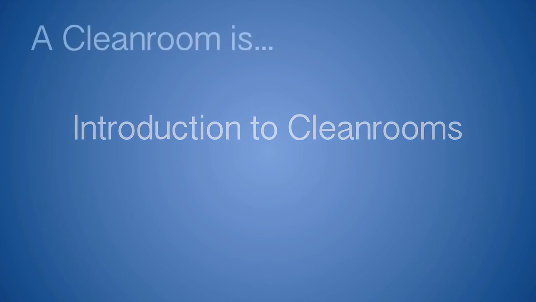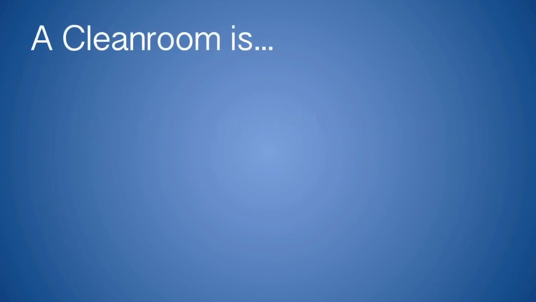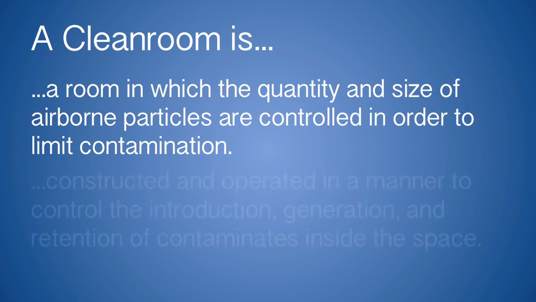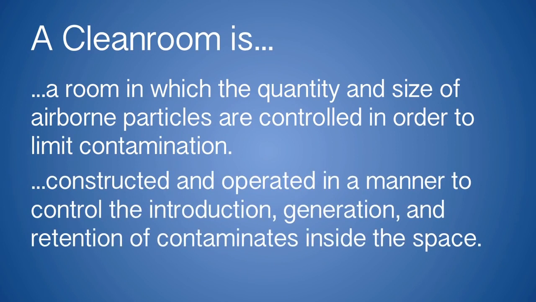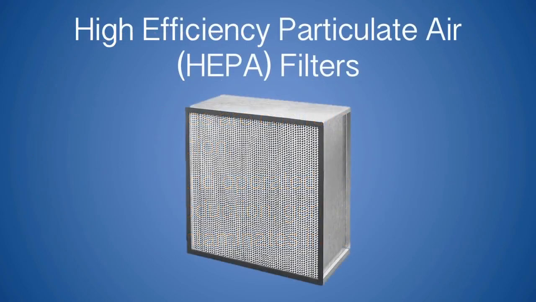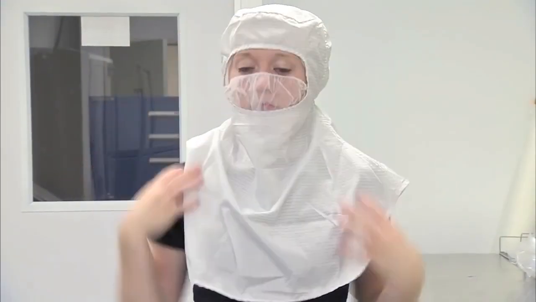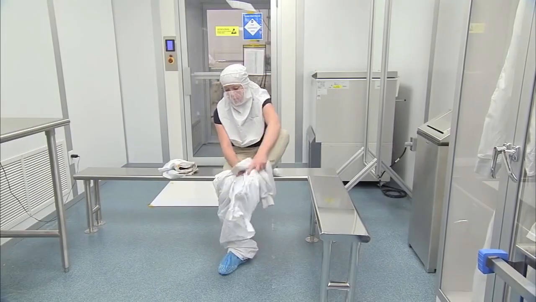Introduction to cleanrooms. What is a cleanroom? A cleanroom is a room in which the quantity and size of airborne particles are controlled in order to limit contamination. A cleanroom is also constructed and operated in a manner to control the introduction, generation, and retention of contaminants inside the space. Filtered air flows into the room through high-efficiency particulate air, or HEPA filters. Cleanrooms are classified based on the amount of allowed airborne particles in the room at any given time. The fewer particles allowed, the more precautions that must be taken in order to prevent contamination.